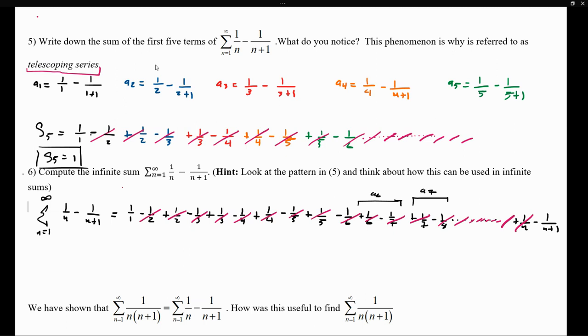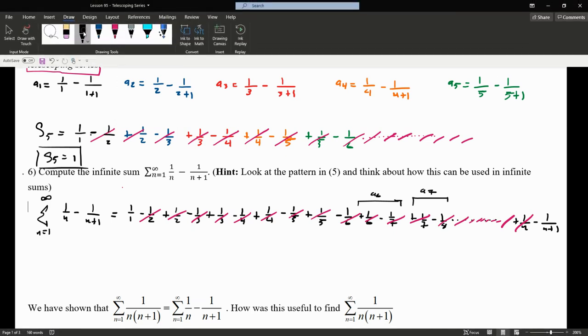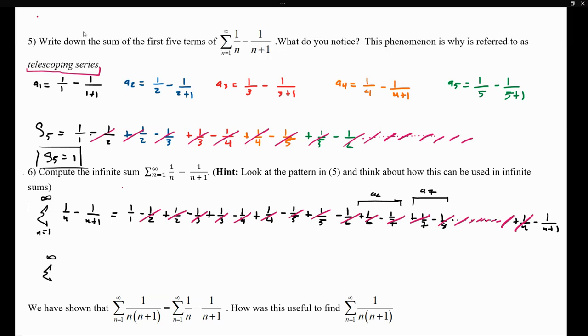So we're saying here that we have 2 terms. We have the infinite sum of 1 over n minus 1 over n plus 1 equals 1 over 1 plus 1 over n plus 1. But didn't we just say that it's just equivalent to just 1? So what's going on with this term? Well, let's think about what this term is going to be.